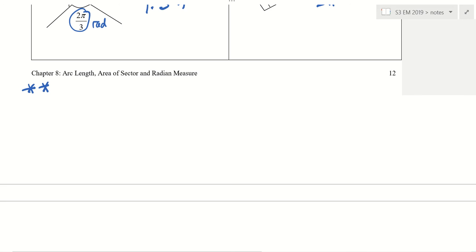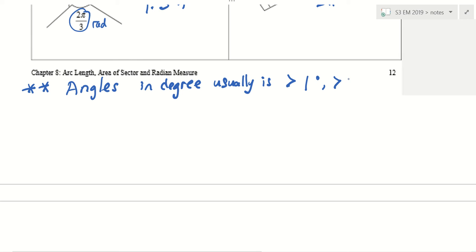Now, let's discuss. Now, you want to know angles. Angles got two units, right? So let me give you a way to recognize angle. Now, angles in degree usually is more than 1, more than 2. What am I talking about?